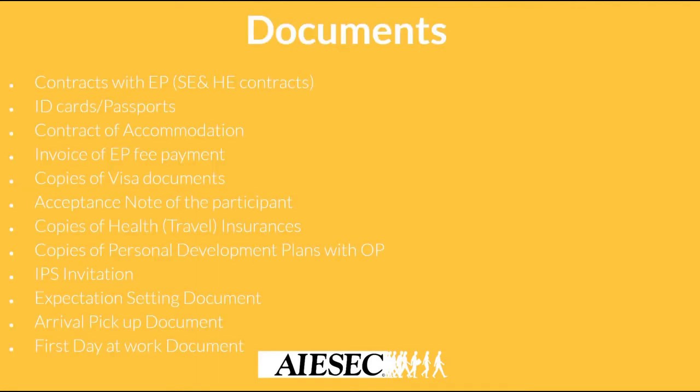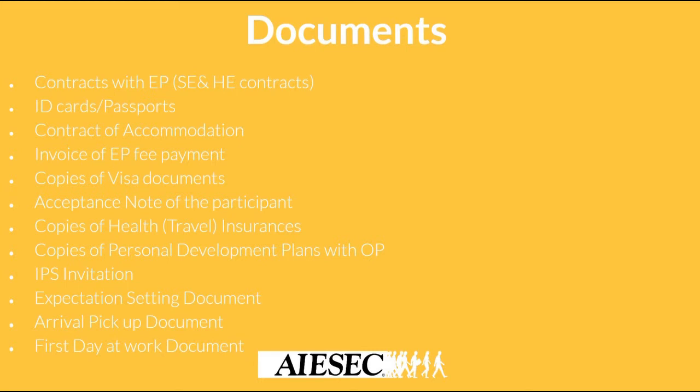So, first one, contracts with the EP. From the sending entity and the host entity, any kind of contracts, like with OGV and the EP by their side, and the EP contract that we have here, you just provide it, you fill it in the body form. ID cards and passports, again, to make sure that it's valid and to confirm that this is the EP that is coming to the exchange.